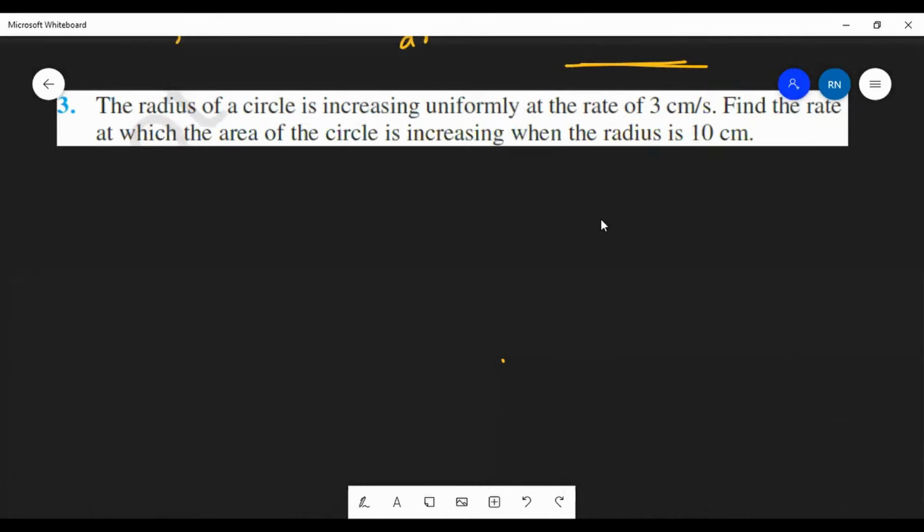Question number 3. The radius of a circle is increasing uniformly at the rate of 3 centimeter per second. Find the rate at which the area of the circle is increasing. This is a totally different situation from question number 1. In question number 1, recall what they had asked, the rate of change of area with reference to radius only. So we made it dA by dr, and the unit was centimeter square by centimeter, and the answer unit is centimeter.